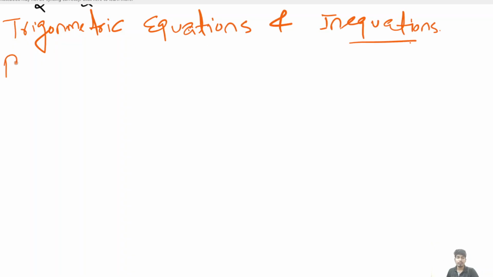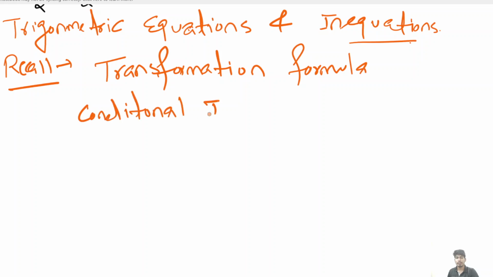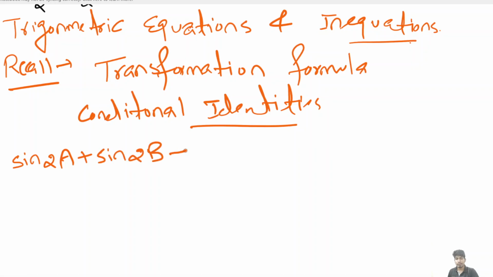Recall, in the last lecture we did some transformation formulas, and then some conditional identities. Those identities you can check in the previous lecture, or you must remember what we did in the previous class.